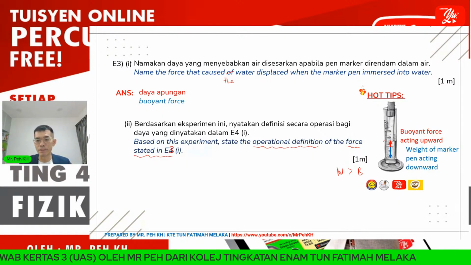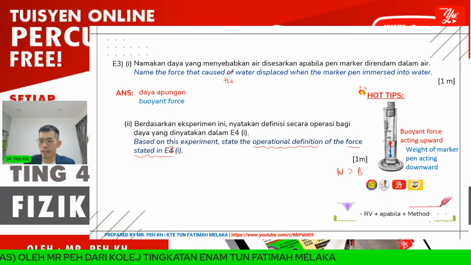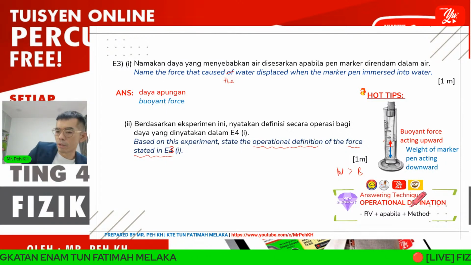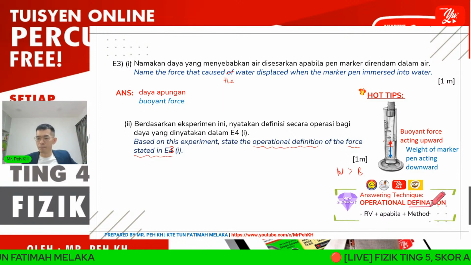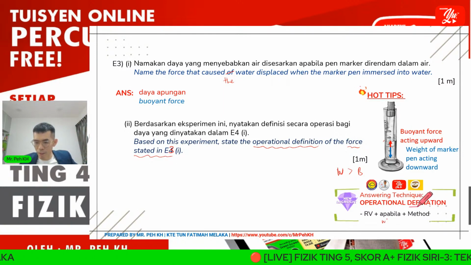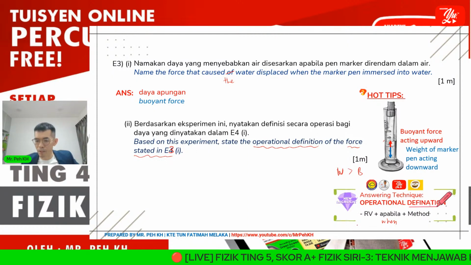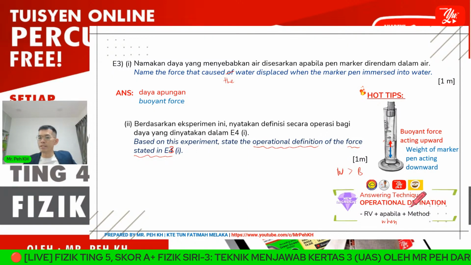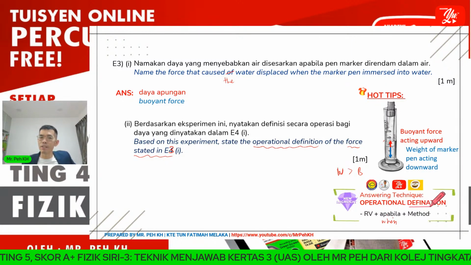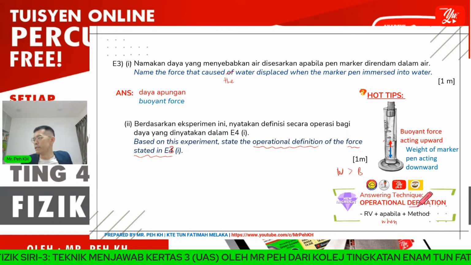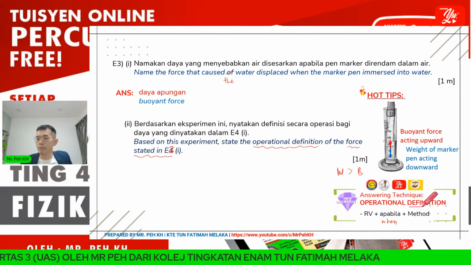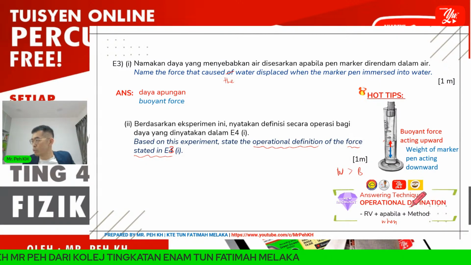Again, firstly you need to know the method, so that you can answer any operational definition question. Firstly it must be RV plus when plus method. In this experiment, the RV is the volume of water displaced. The method we use is that we immerse our marker pen into the water.